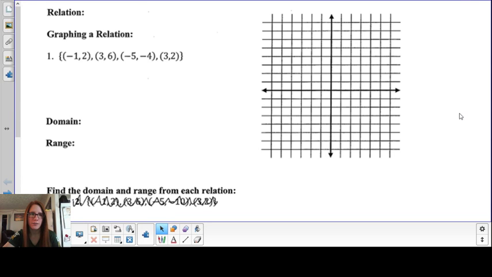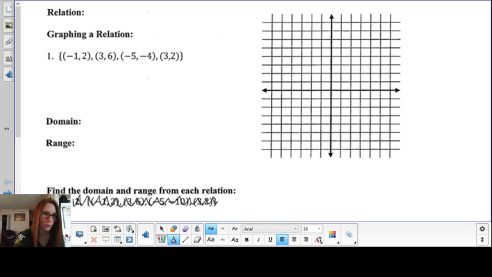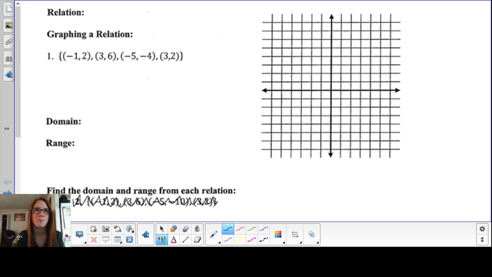Alright guys, so today we're going to start talking about what a function is. First things first, we're going to graph these points. I want to pick a color that stands out a little bit. So I have (-1, 2), so I'm going to start at (0, 0), go to the left one, up 2. So there's my first dot. That's this guy.